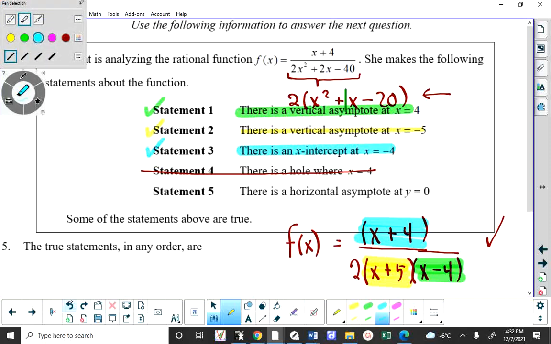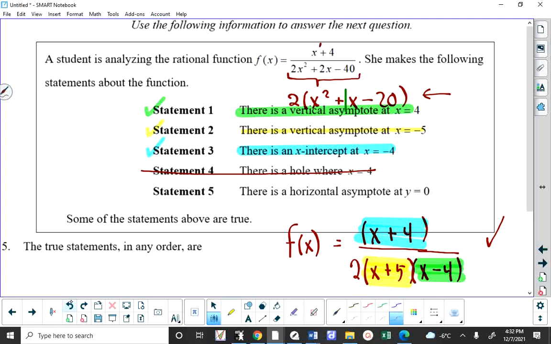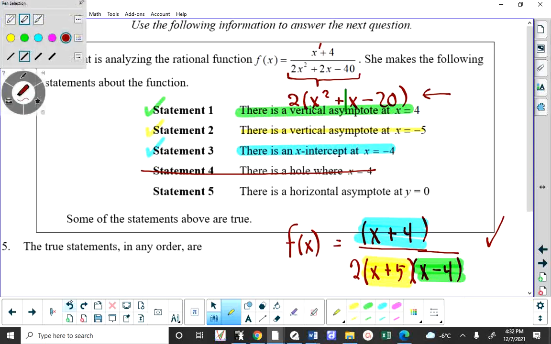Now, is statement 5 true? There is a horizontal asymptote at y equals 0. Well, again, for horizontal asymptotes, we compare the degree of the numerator to the degree of the denominator. And if the degree of the numerator is less than the degree of the denominator, which in this case it is, linear over quadratic, then the horizontal asymptote is going to be the x-axis, which is y equals 0. So this is true.